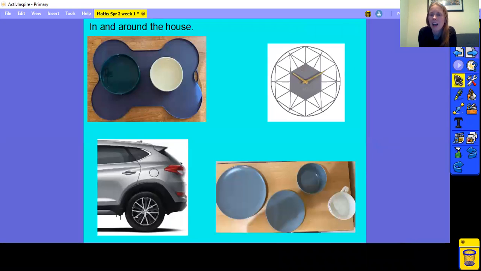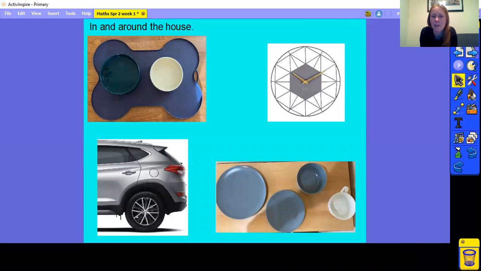Now, after I'd finished looking at the food, I had a look in and around my house. And I found lots of circles there too. Pause the video and have a talk to your grown-up about the different circles that you can see.